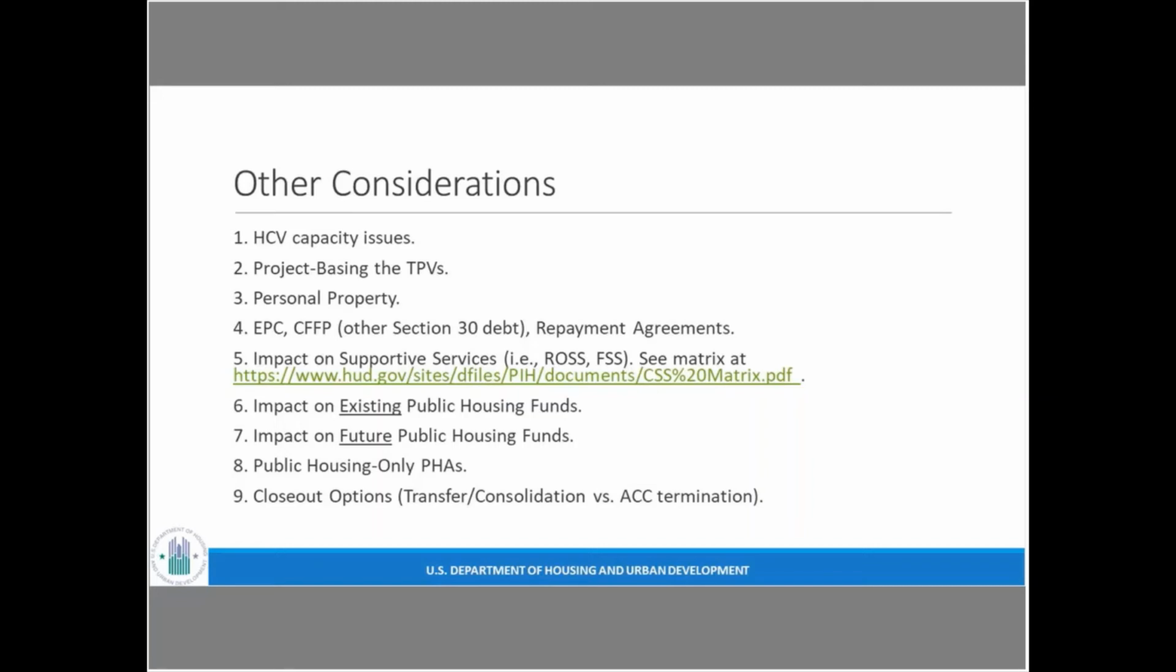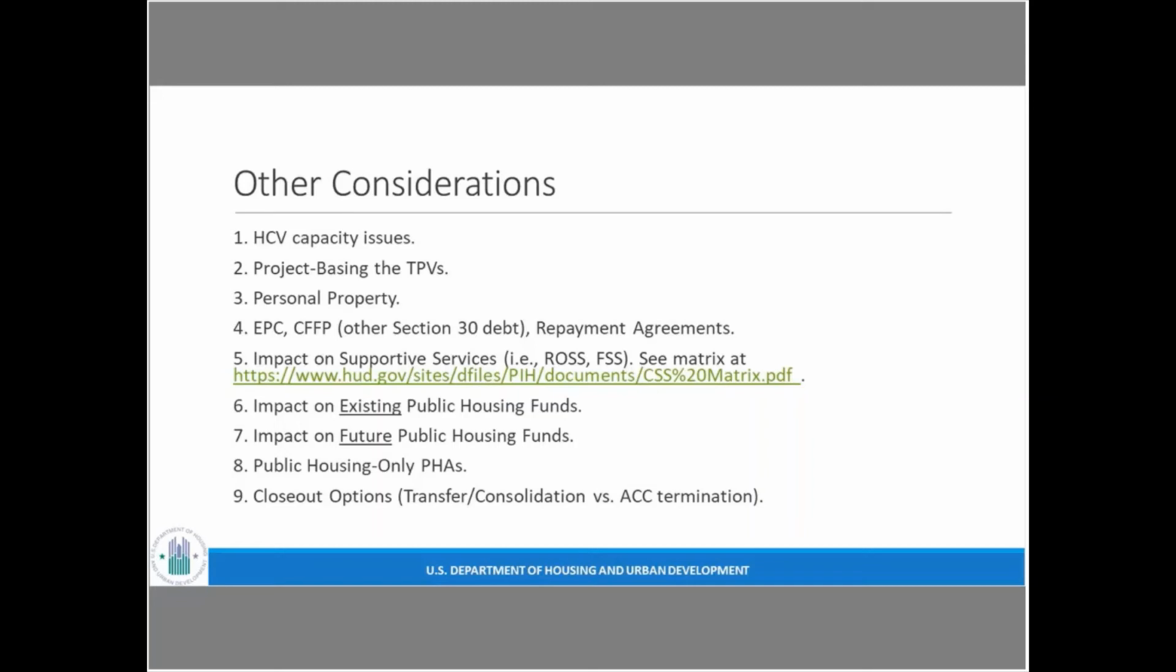And then finally, start thinking about your closeout options. You can just do a straight ACC termination under PH Notice 2019-13. Biggest advantage of this is it's really easy administratively. You just do all the closeout requirements described in that notice, and then HUD terminates the ACC.